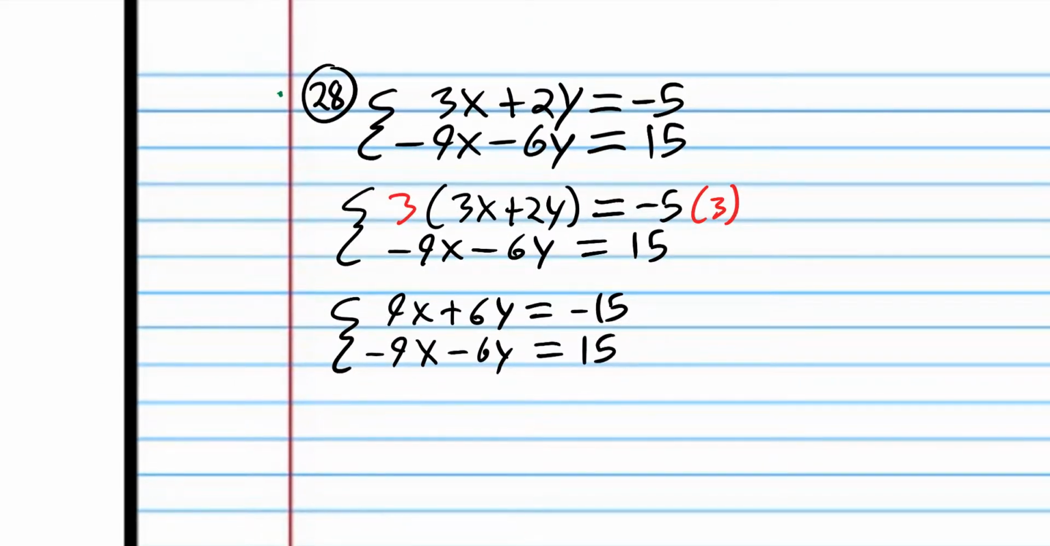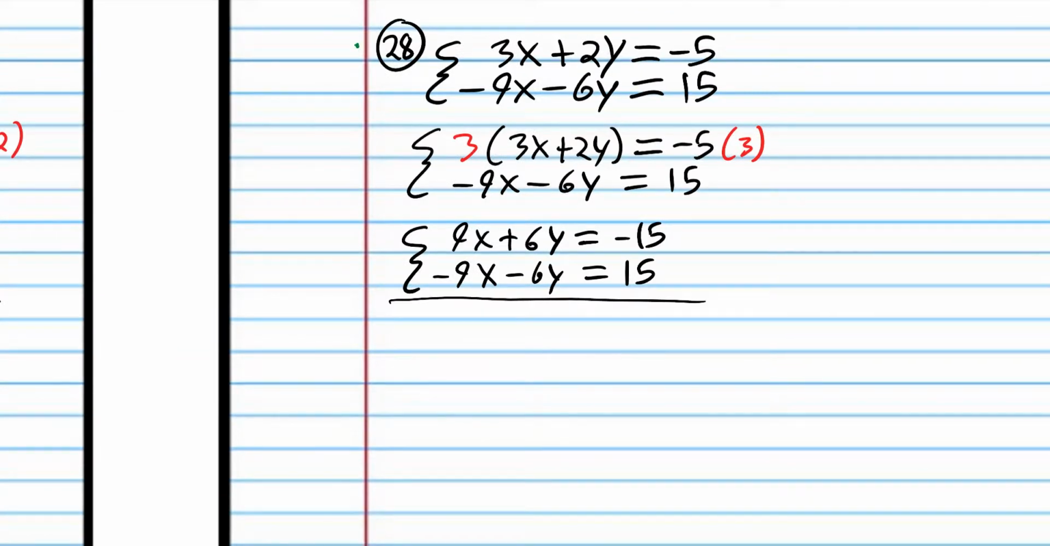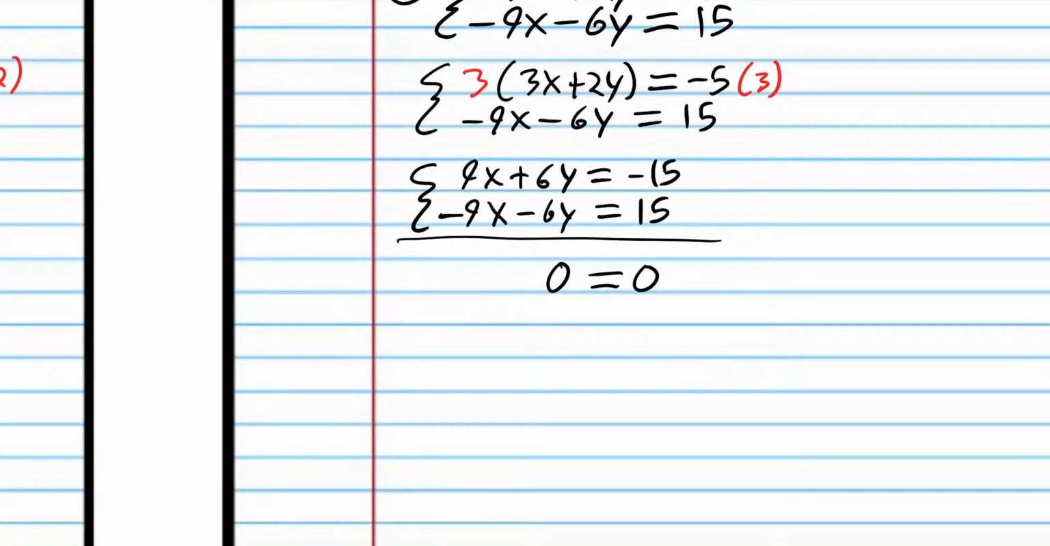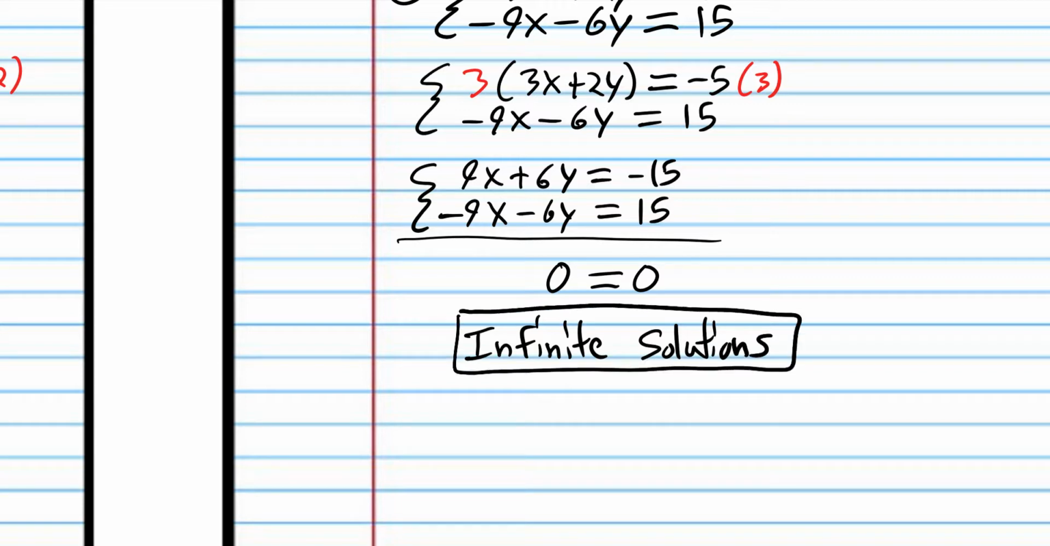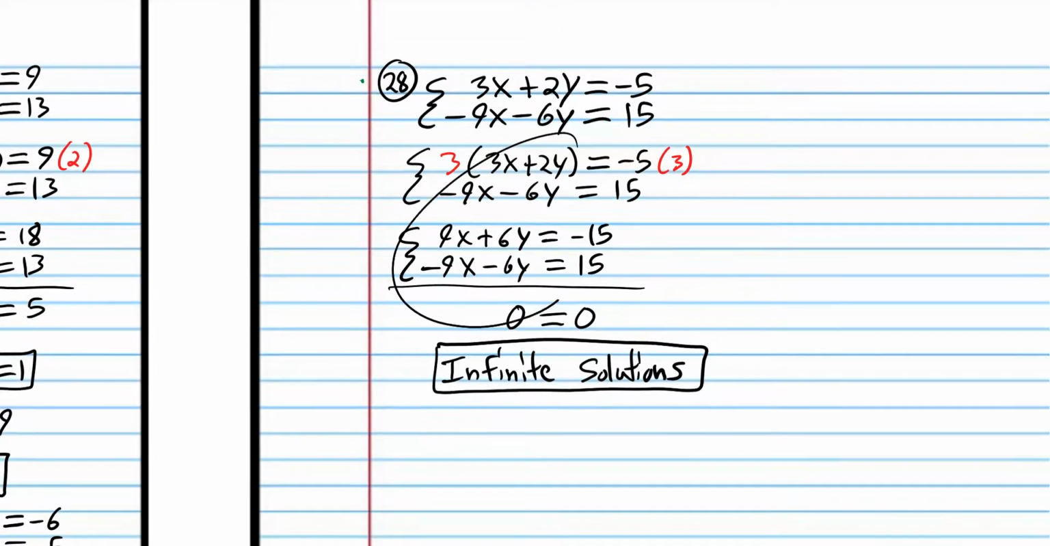And now we can add these together because we know they're going to cancel out if we add them together. The x's cancel out, but something strange happens. The y's cancel out also. So you're left with 0 over here, and these cancel out also, so you're left with 0. So if you have 0 equals 0, that means, as you can imagine, infinite solutions. So if you got that answer, good job. And if you use the algebra to prove your answer, good job. You need to prove your answer with the algebra.